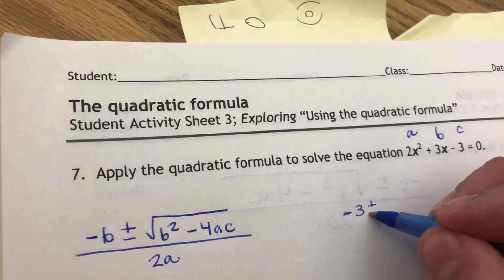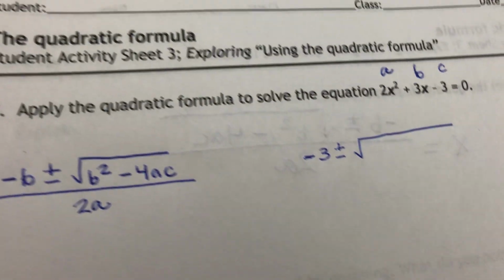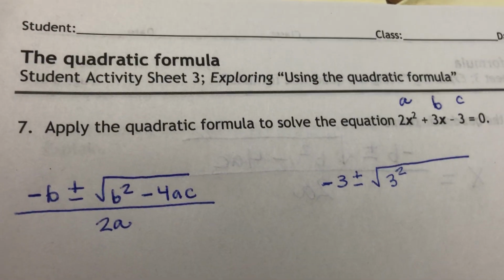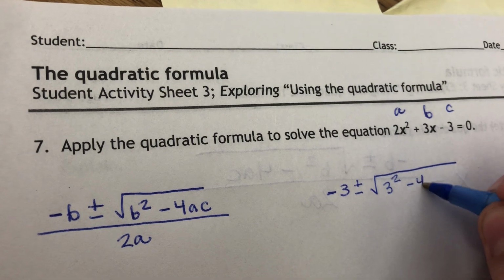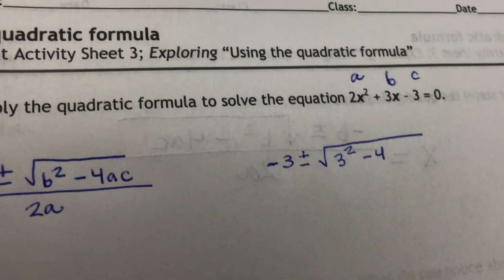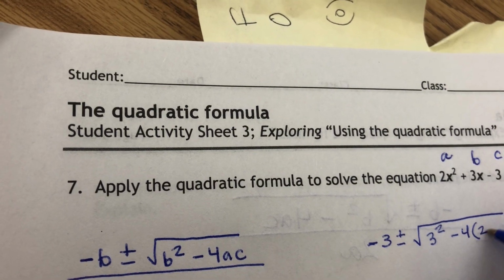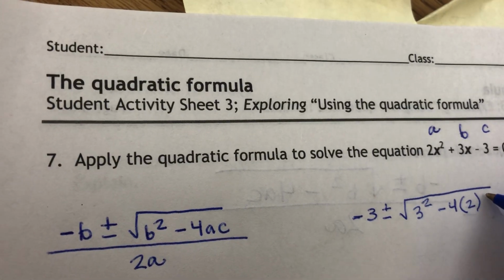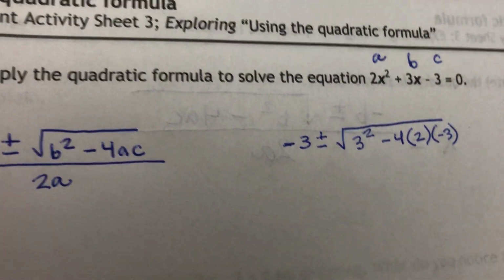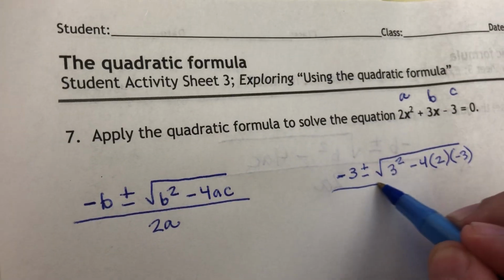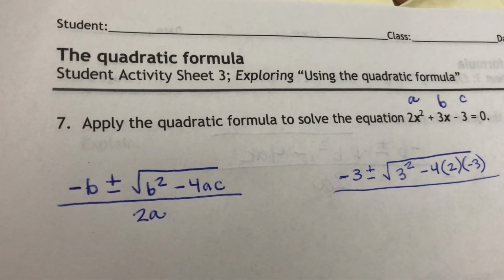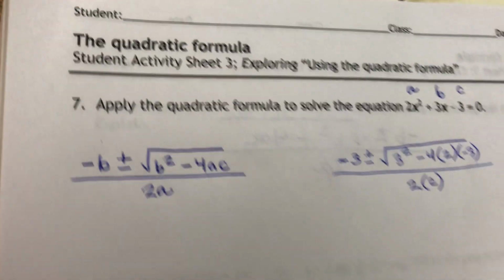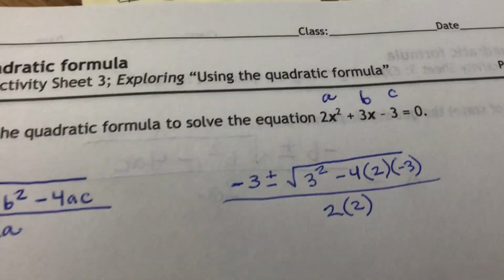plus or minus the square root of, okay, we have another B, so I'm going to put 3 again. 3 squared minus 4 times A. All right, there's an A, so I'm going to put 2 for A. And then C. So I'm going to put negative 3 for C. And then this is all divided by 2 times A. So 2, and then A is also 2, so 2 times 2.